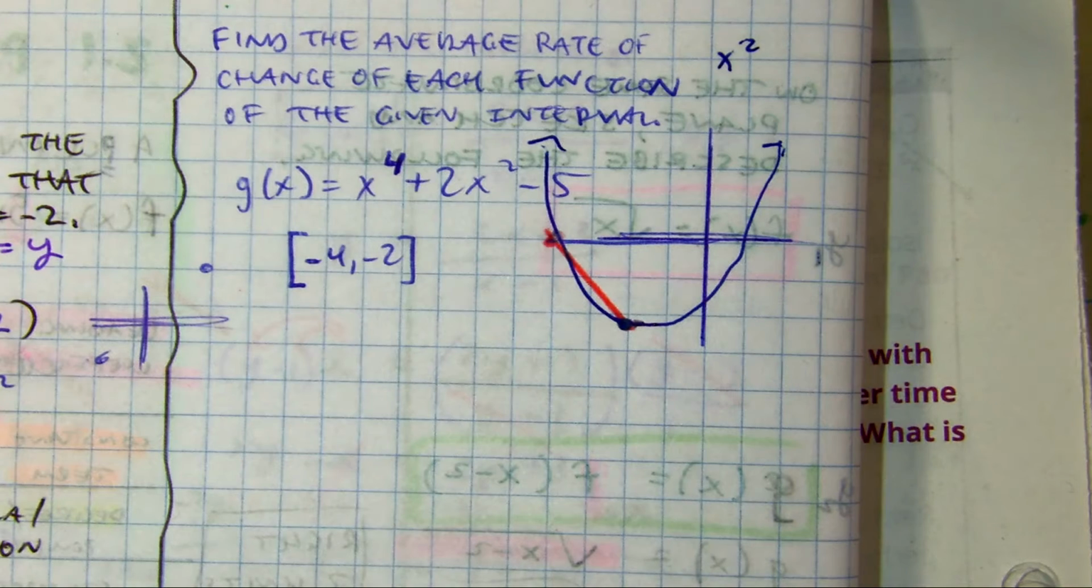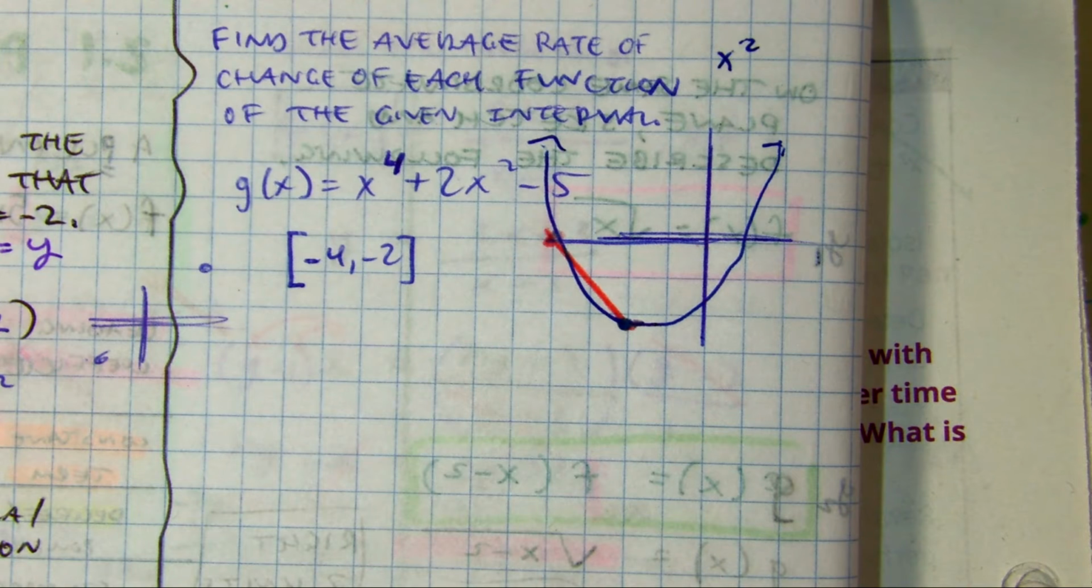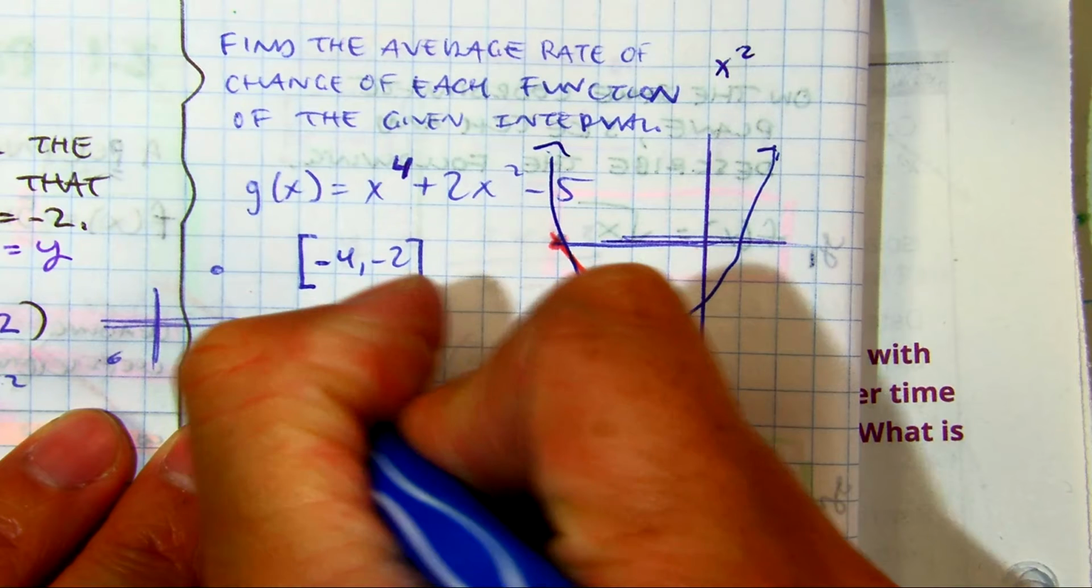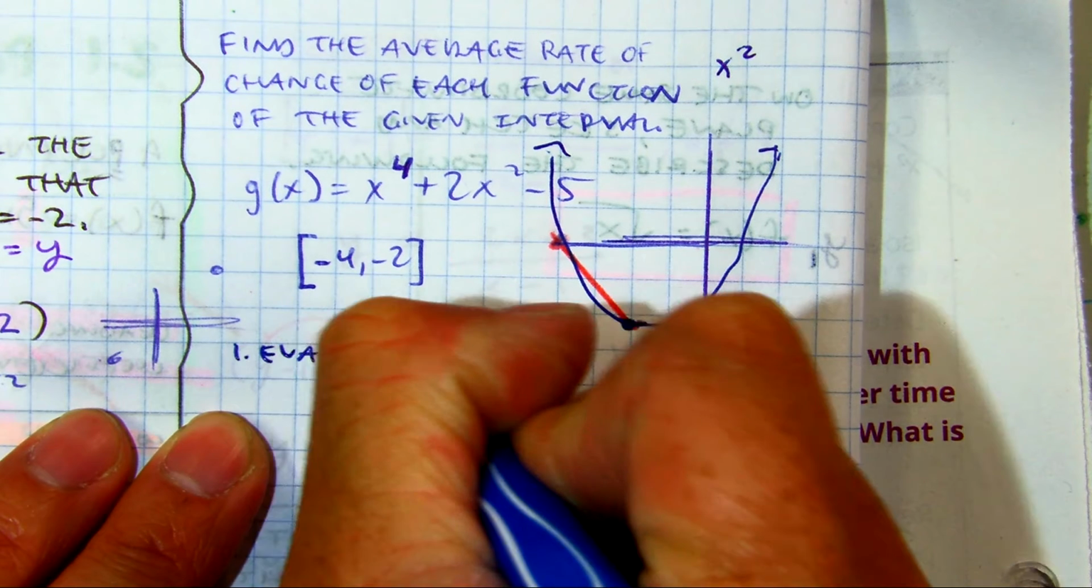All right. Partner A, read to partner B, step number 1. Ready, set, go. Class, what's the first step? Evaluate separately.